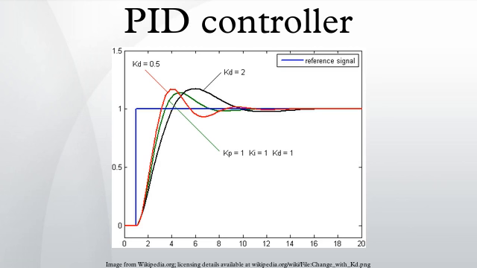Pseudocode. Here is a simple software loop that implements a PID algorithm. Previous error equals 0, integral equals 0. Start: error equals setpoint minus measured value; integral equals integral plus error times dt; derivative equals (error minus previous error) divided by dt; output equals Kp times error plus Ki times integral plus Kd times derivative; previous error equals error; wait dt; go to start.